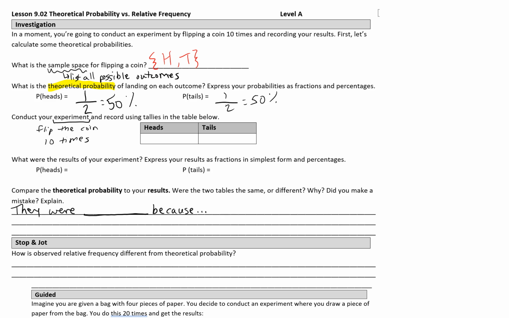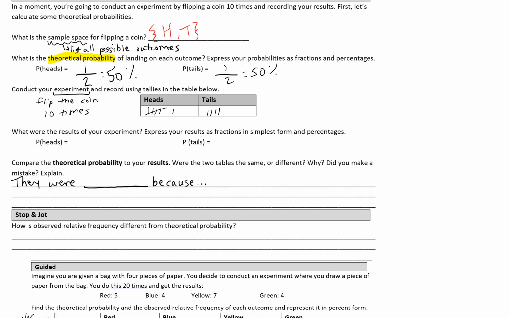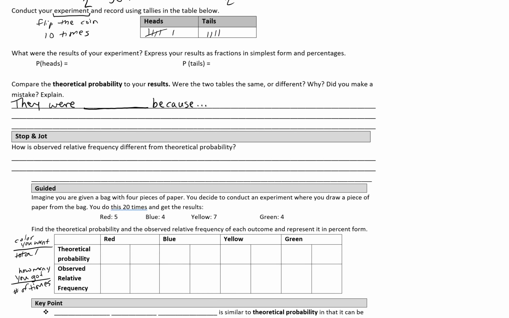So now I'm going to actually conduct my experiment 10 times. So let's say you can pause your video, flip your coin 10 times, tally your results. Let's say these are my results. I got 6 heads and 4 tails.